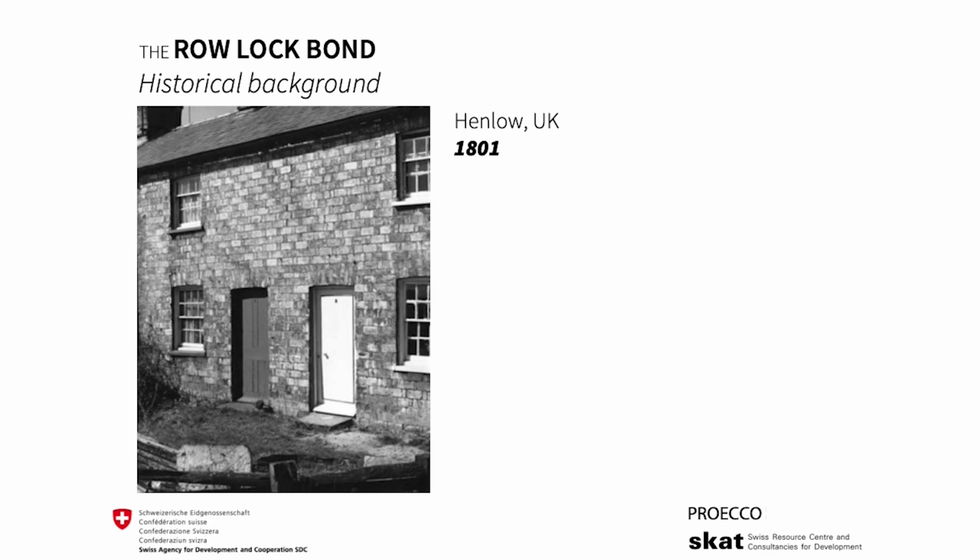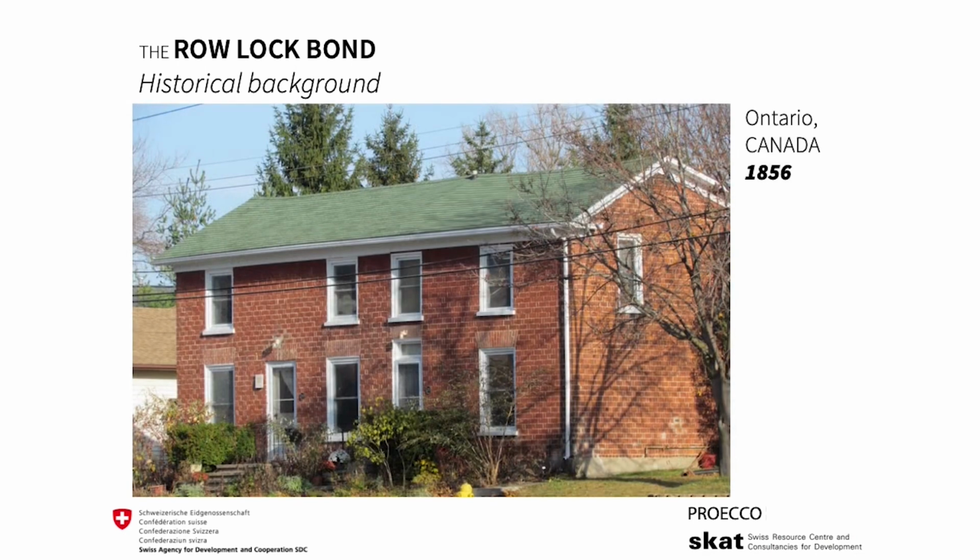But before we start, it's worth spending a few words on the historical background of this walling system. Going back to the early 1800s, we already have examples of this technology being adopted for its cost-effectiveness in the construction of townhouses in central England. A few years later, in Ontario, Canada, we have another example of building using the rolock bond technology, most likely benefiting from its insulating properties through the use of its masonry cavities.